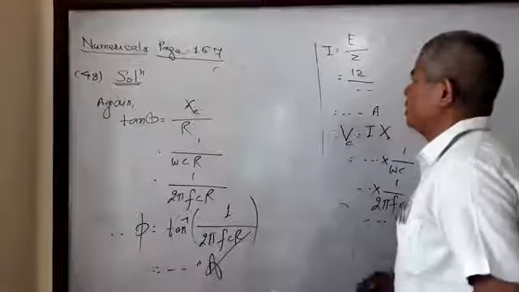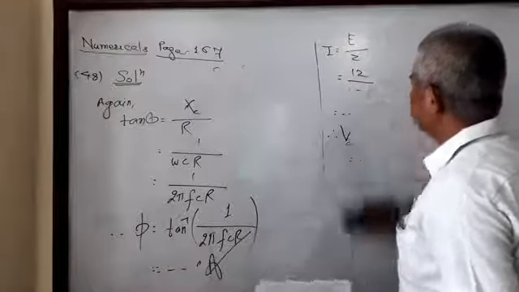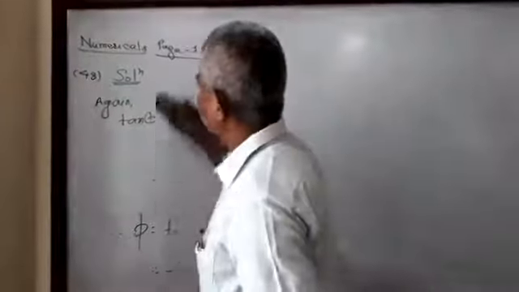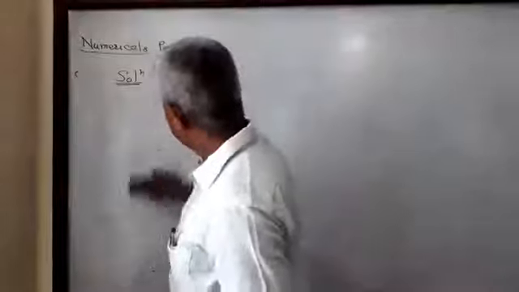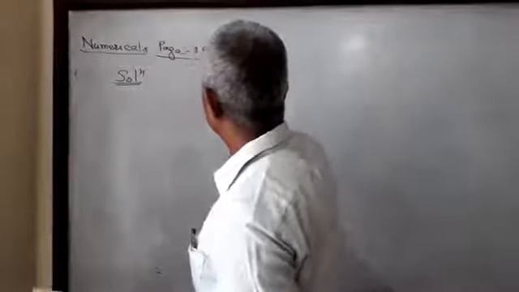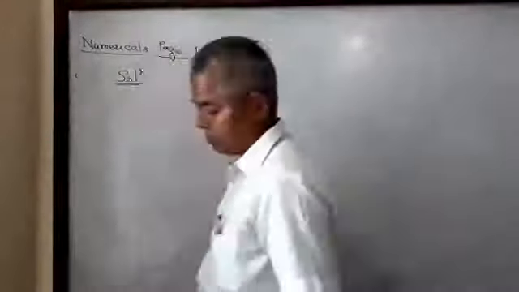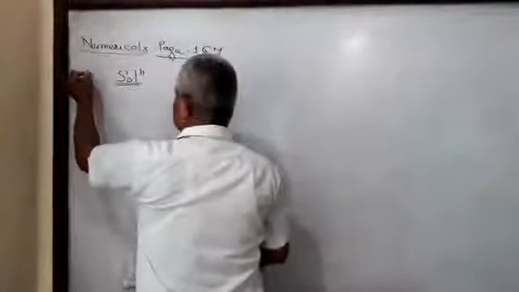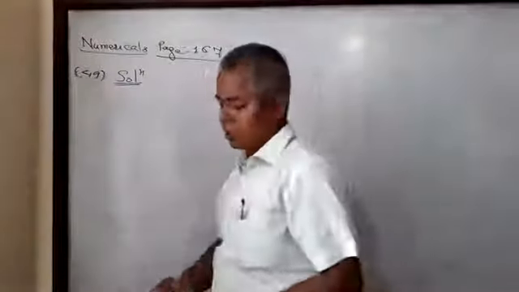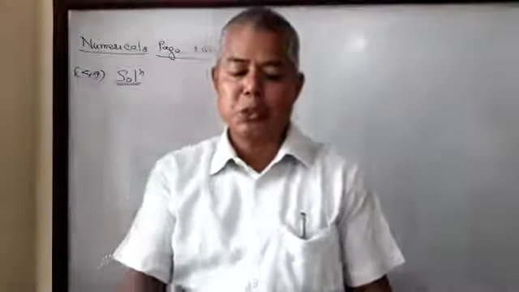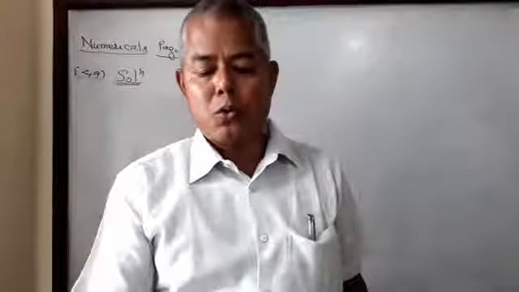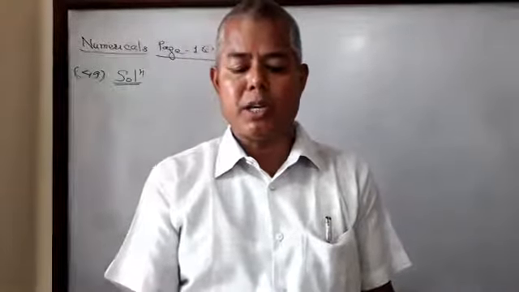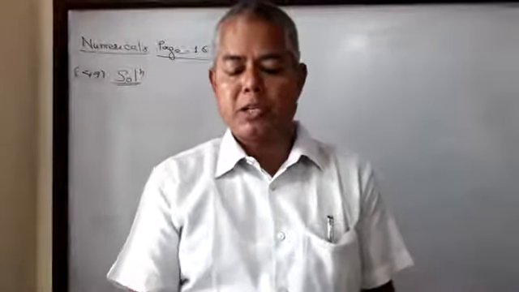Now the second question, question number 49. Another question for you. Listen to what it is telling us. An AC source of EMF 220 volt and frequency 50 Hz is connected to a series circuit.